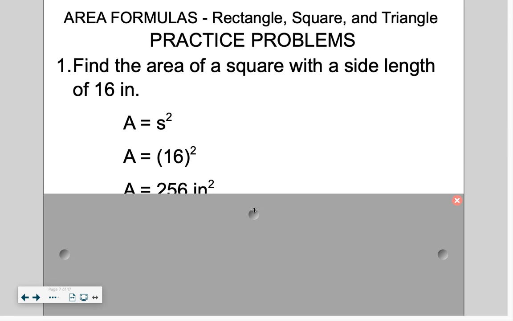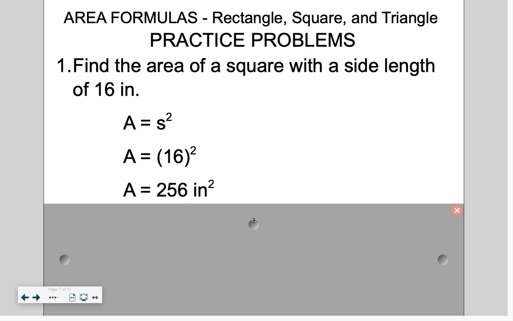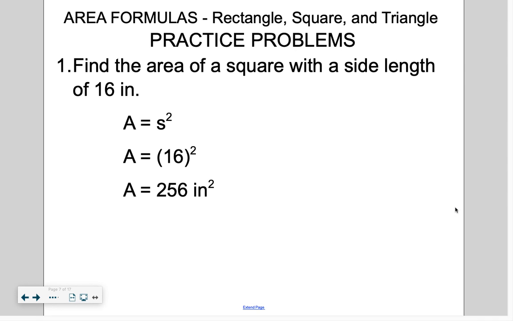And doing that, you would get 256 inches. And again, it's square units, so it's inches squared. And that problem is done. Let's try another.